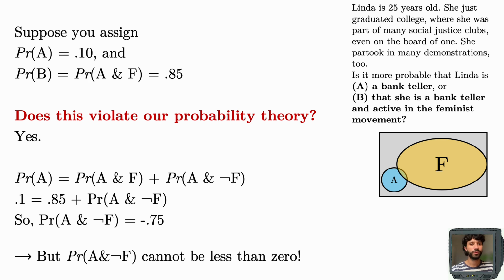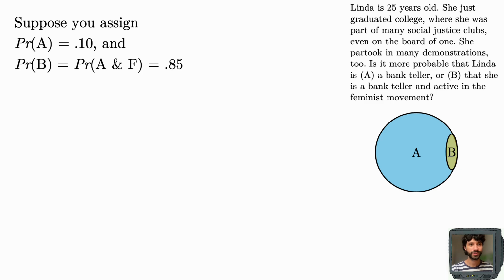So what's going wrong here? And why is it bad, and as we'll say, why is it irrational for us to have beliefs, if they're represented by probabilities, that violate the mathematics of probability? So again, suppose you assign to A the probability 0.10 and to B probability 0.85.